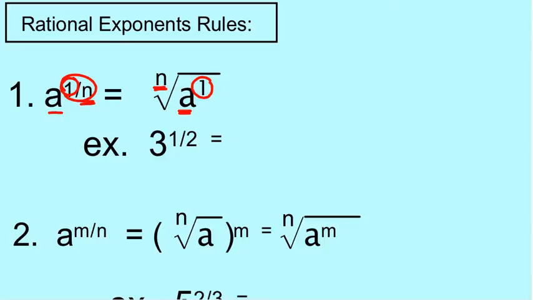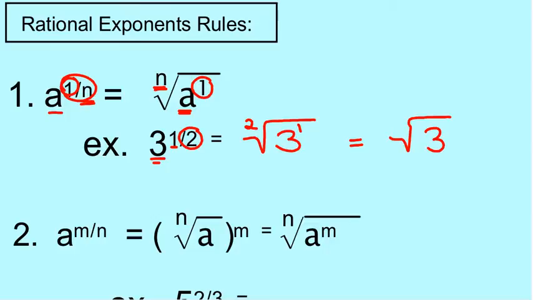So here's an example. We have 3 raised to the 1/2 power. Write our radical sign. Our base of 3 goes underneath. This is still our power, and now our index is 2. So we say then that is the square root of 3. I'm just going to rewrite that because we don't like to have that 2 there. It's not needed. That's the square root of 3.